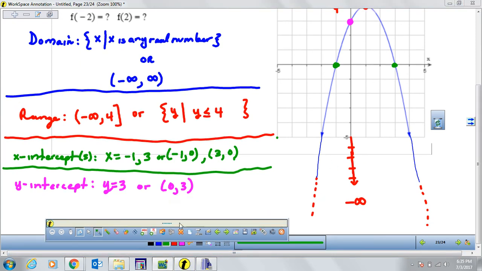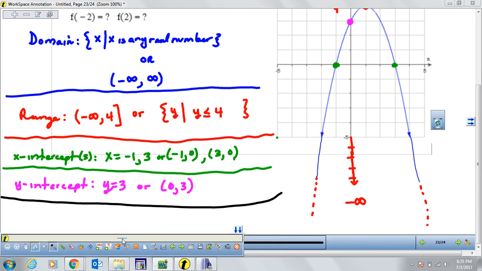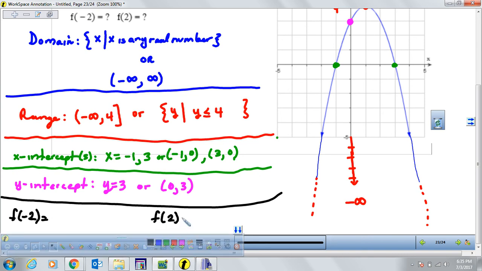Last but not least, we have two more things to find in this function right here. We need to find f of -2 and f of +2. This is the last question. What does it mean by f of -2 or f of +2? That means that we're trying to find the y value when x is equal to -2 and the y value when x is equal to +2. So all we gotta do is this.